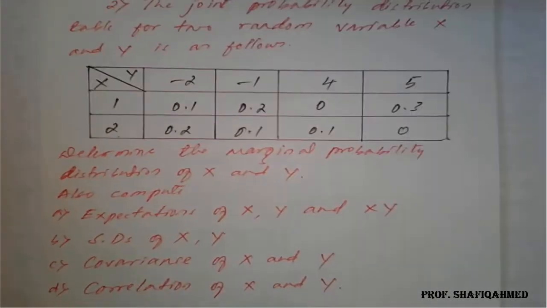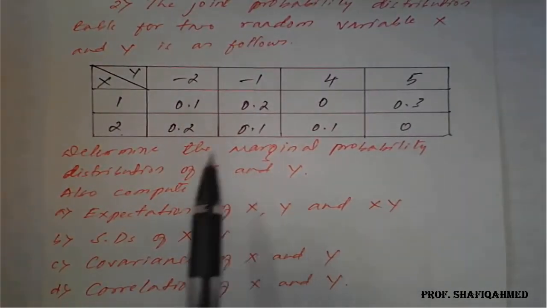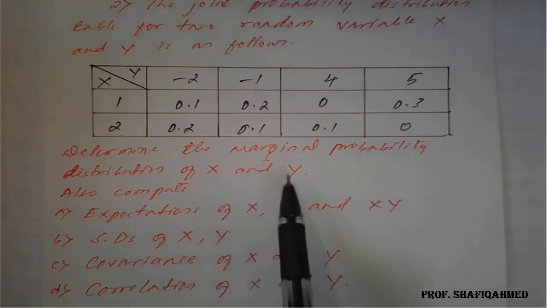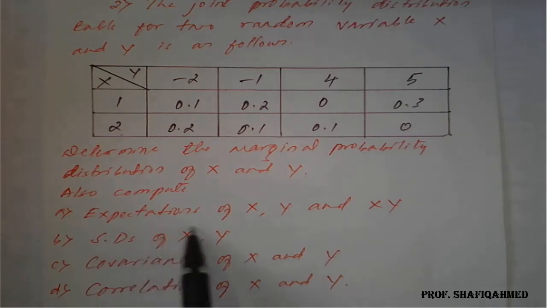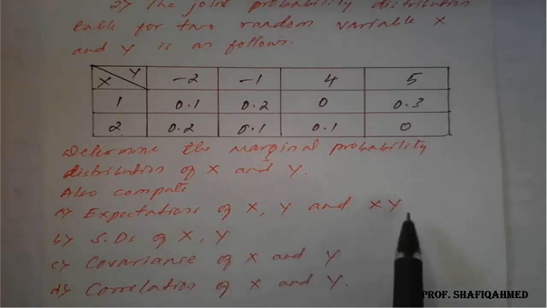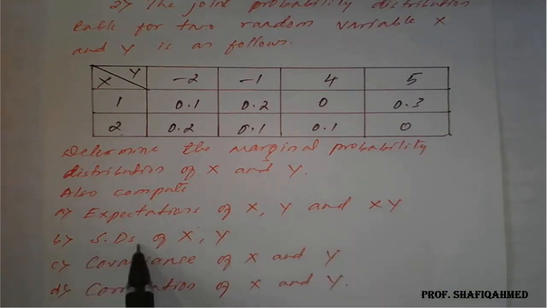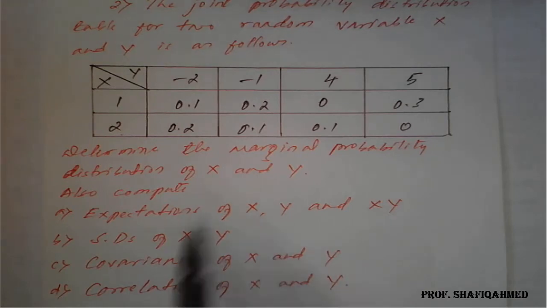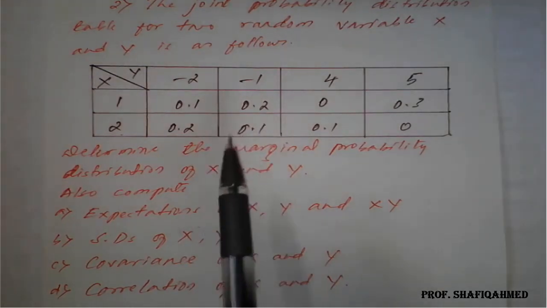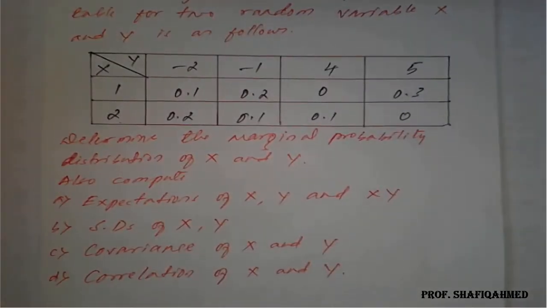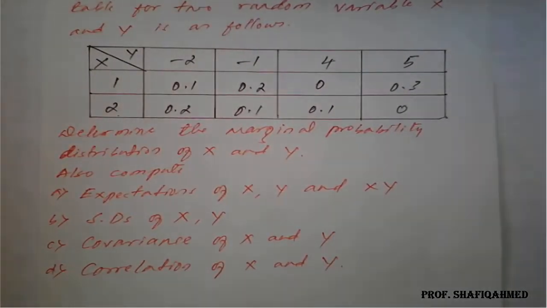So here we need to determine the marginal probability distributions of x and y, and the same as result number 1, we need to find the expectation of x, y, and xy together, then the standard deviation of x and y, the covariance of x and y, and the correlation. This is the same question. The way of asking is the same, just the values are changed here.